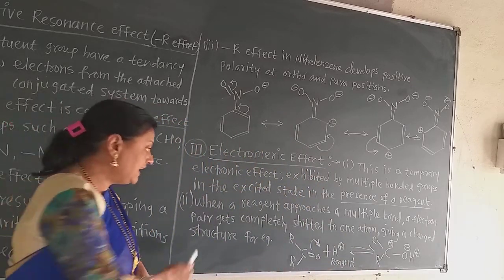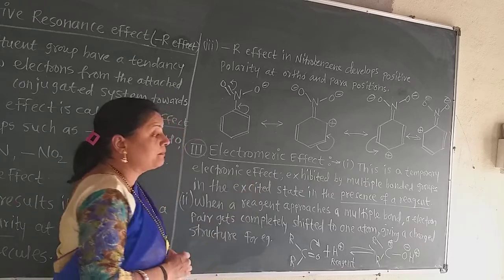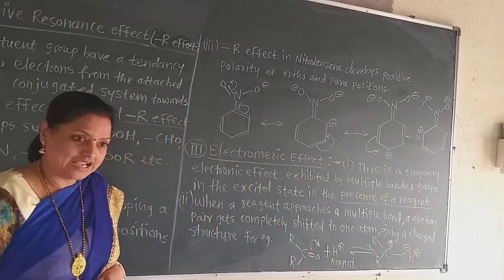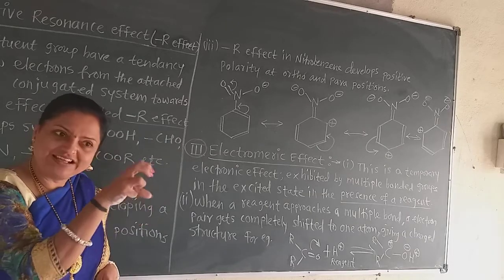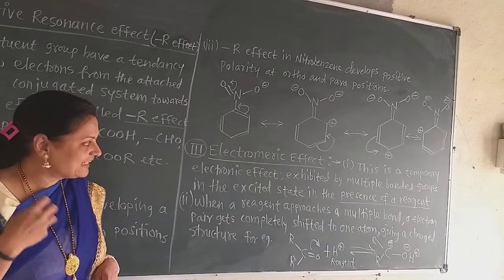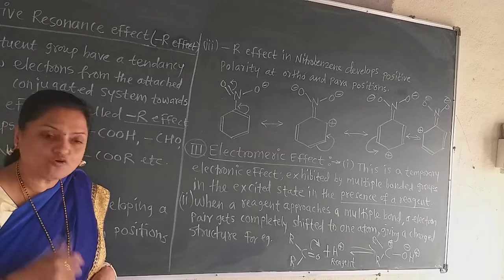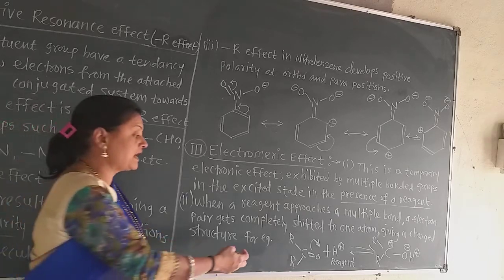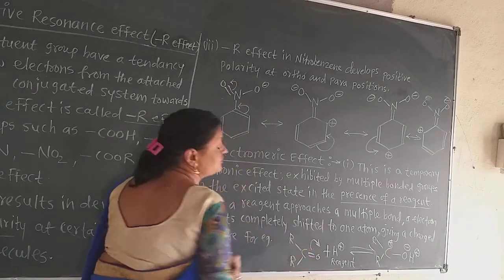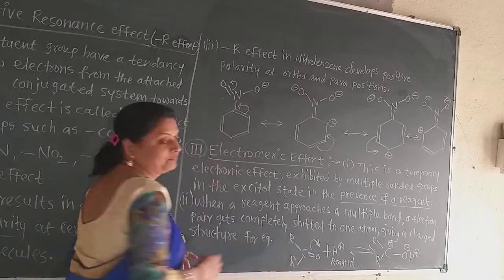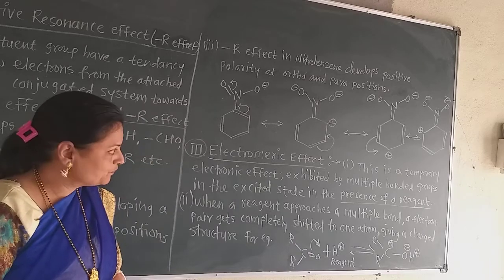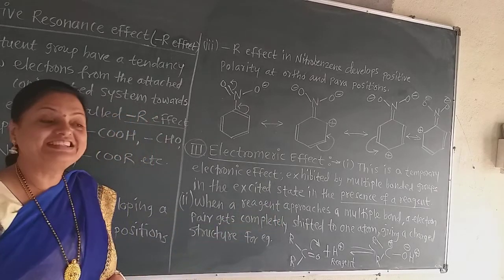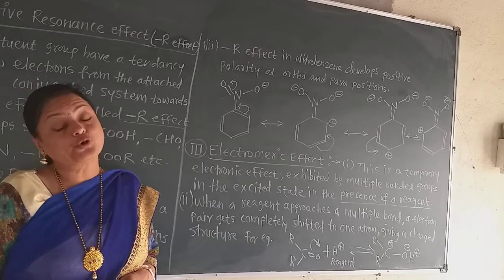So when a reagent approaches a multiple bond, approach means comes near to the molecule, what happens? The pi electron pair gets completely shifted to one of the atoms, which is more electronegative, giving a charged structure. And this is nothing but the electromeric effect.